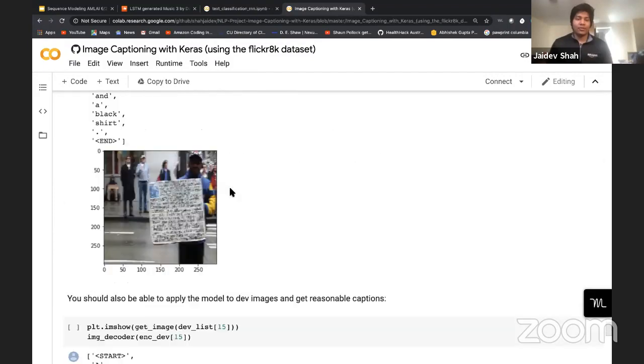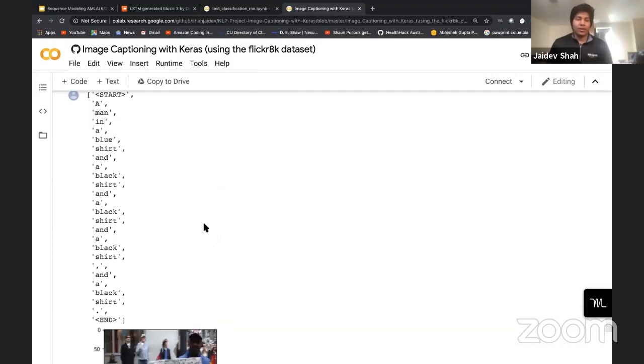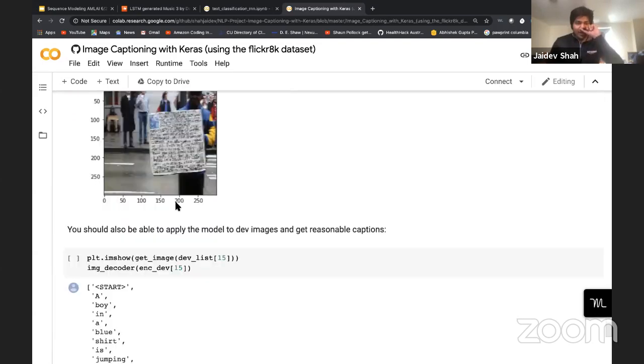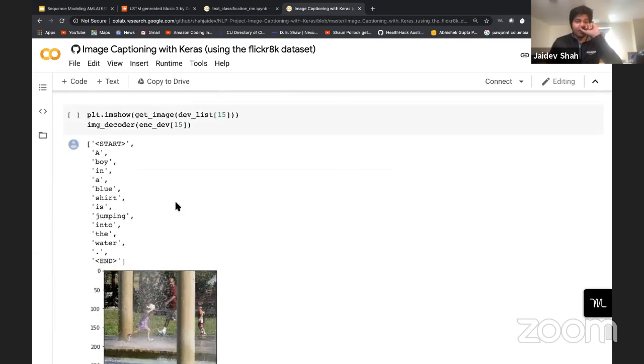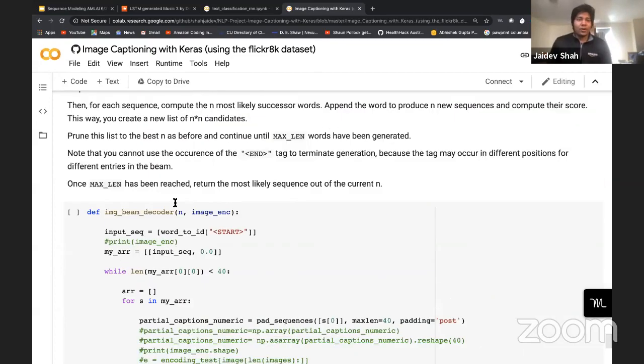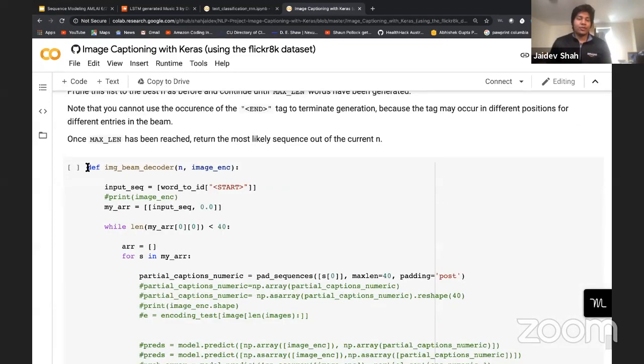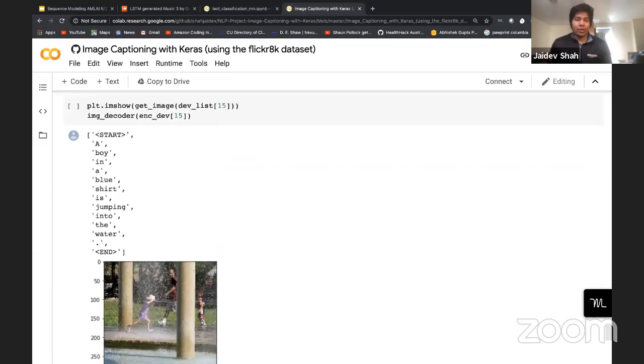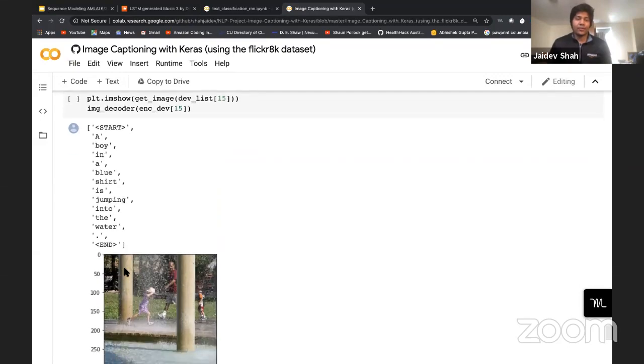And yeah, these are a few examples. A man in a blue shirt and a black shirt. This is not that good right now. But then you use something called beam search. So here's a better example, right? A boy in a blue shirt is jumping into the water.